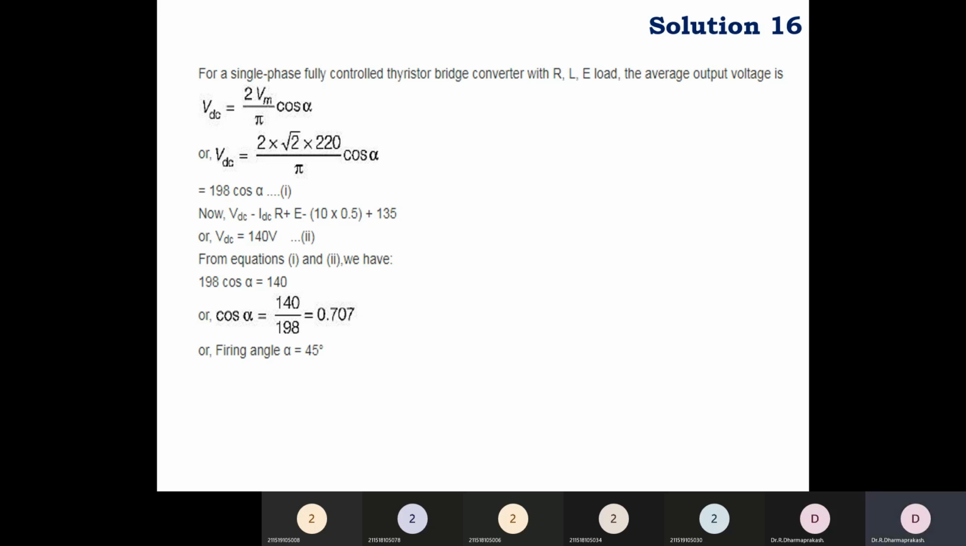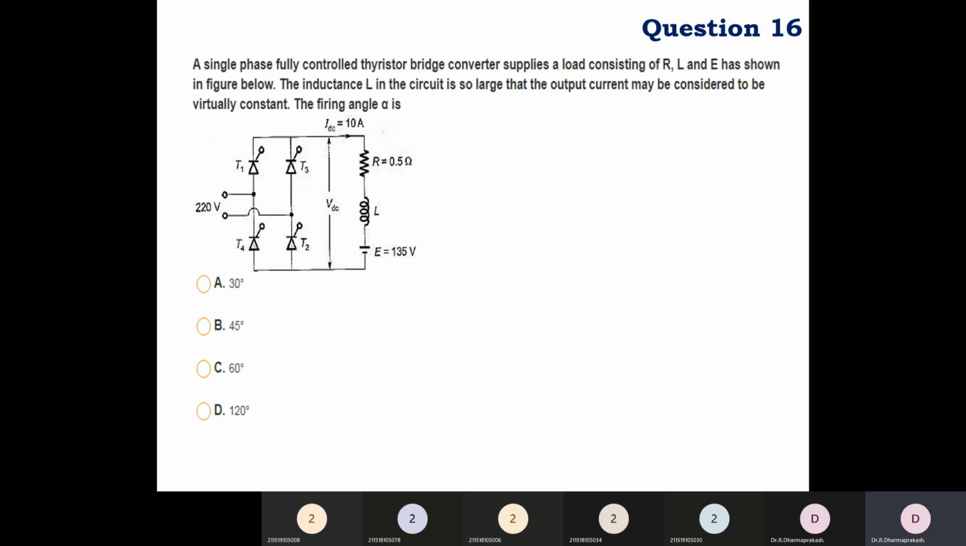By equating these two values, 198 cos alpha is equal to 140. So cos alpha is equal to 140 divided by 198, that is equal to 0.707. And finally, you will have the value of alpha is equal to 45 degrees. The answer in this, option B, is equal to 45 degrees.